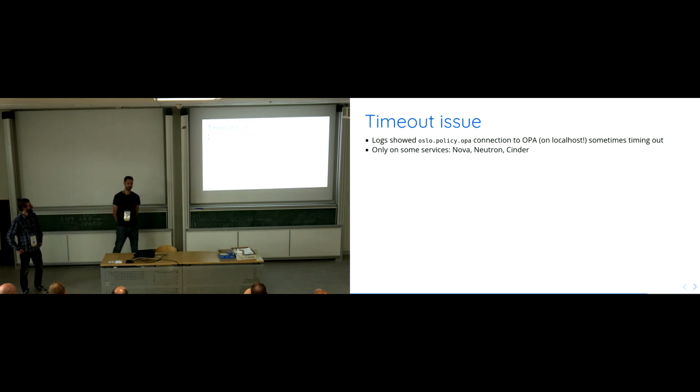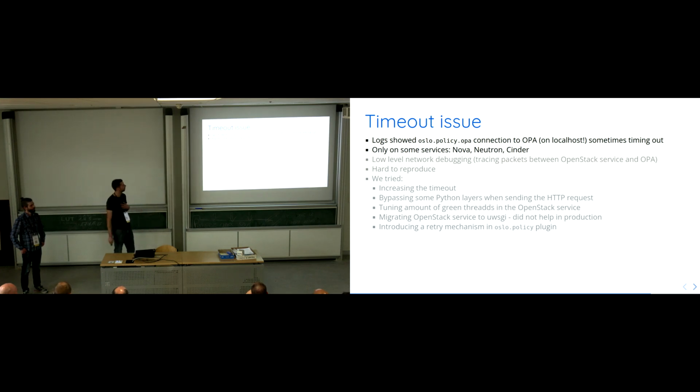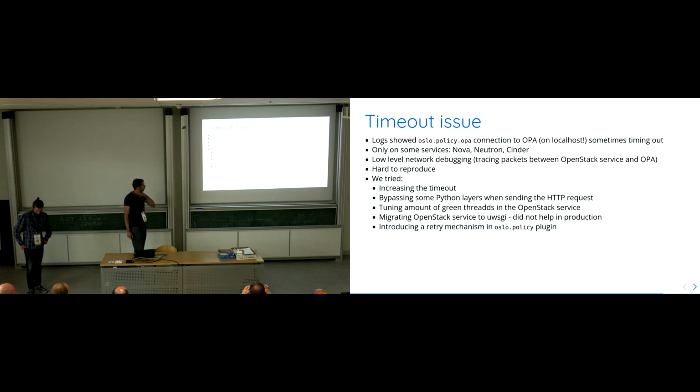So we noticed in the logs of the OpenStack services, like Nova API, Cinder API, Neutron API, Neutron server, some strange errors sometimes happening. It was complaining that it was timing out, waiting for an answer from OPA. And OPA is running locally on localhost and we could not find any problem on the machine, any load or anything. So there was quite a lot of low-level network debugging involved.